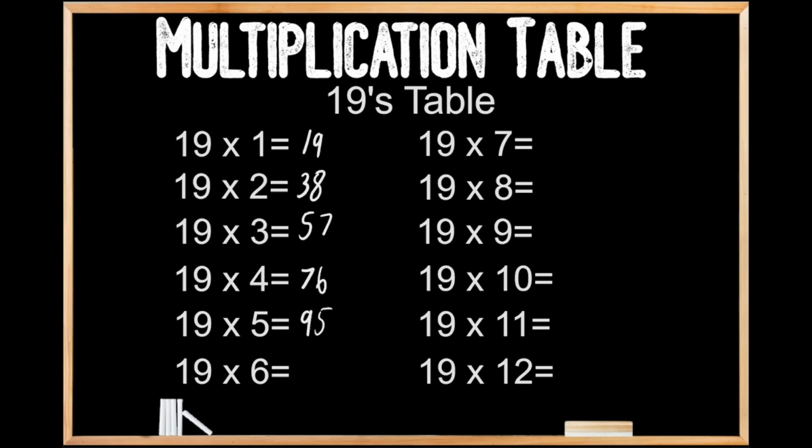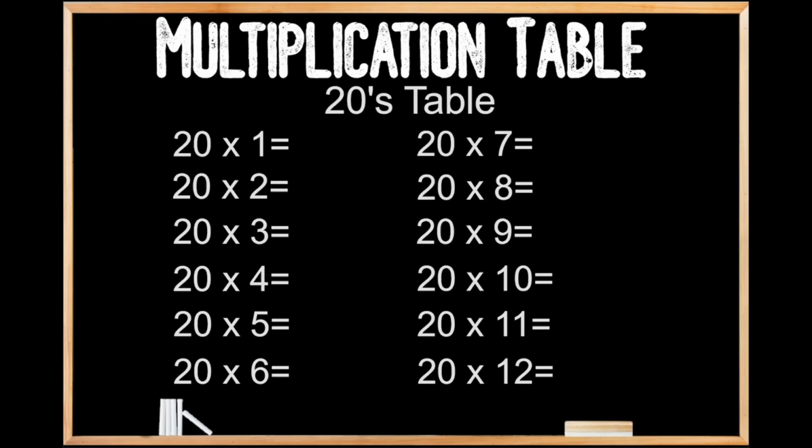19 times 6 is 114. 19 times 7 is 133. 19 times 8 is 152. 19 times 9 is 171. 19 times 10 is 190. 19 times 11 is 209. And 19 times 12 is 228.